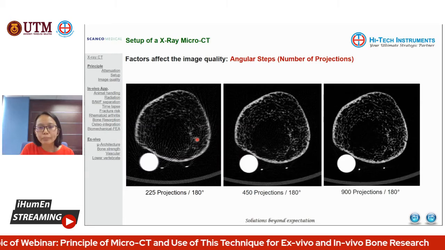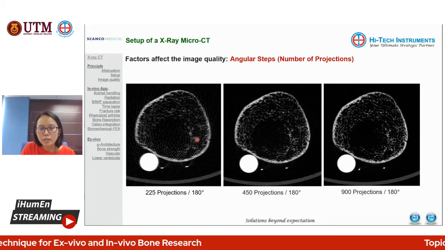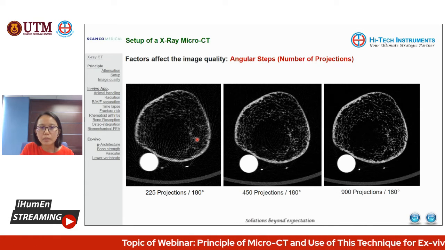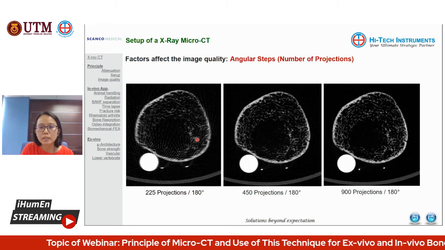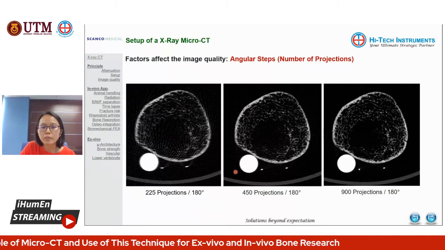But the cons, the weaknesses of having captured more projections, is that more time will be consumed, like the scanning time will take longer. For example, if you take 225 and 400, basically there is a doubling of the scanning time itself.